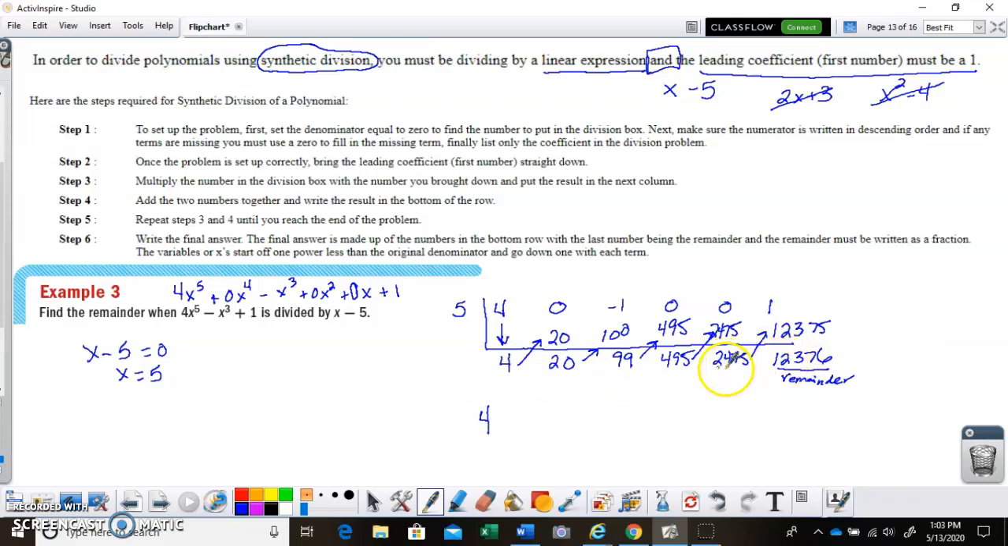So that's to the 0 power, 1 power, 2 power, 3 power, 4 power. So that's x to the 4th plus 20x to the 3rd plus 99x squared plus 495x plus 2475. So we have our 0, our 1, 2, 3, and 4, plus your remainder, which is 12,376 over what we divided by, which was x minus 5.